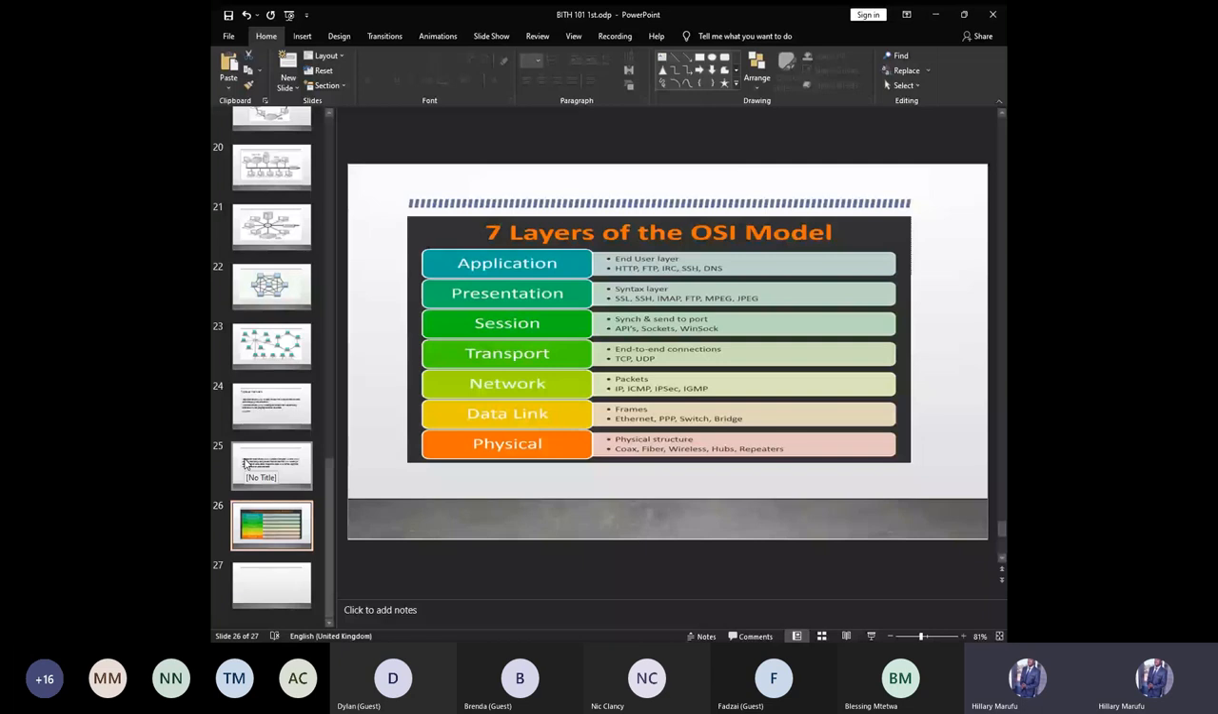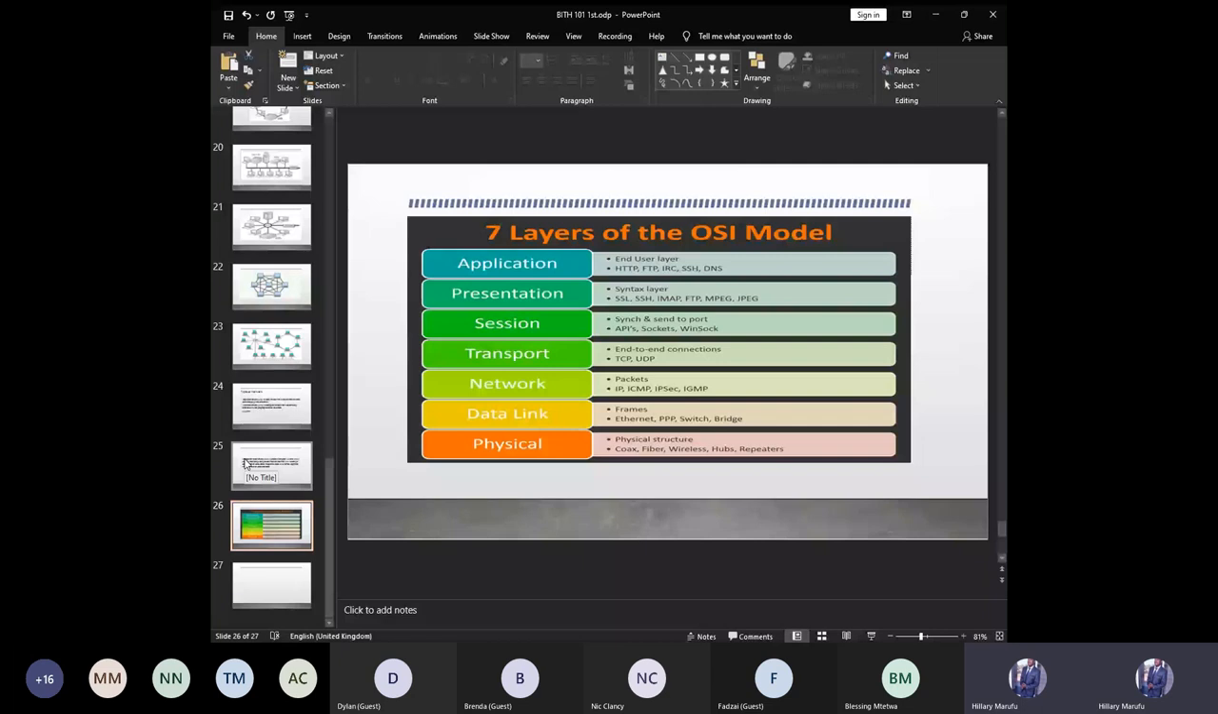The bottom layer is the physical layer. That is where we have the tangible things like wires and cables, the media. And this is where we have ones and zeros. The hub and repeaters are in that layer because they do not perform layer two, the data link layer, functions. The data link layer takes those ones and zeros and converts them into frames. So a hub lacks in that.